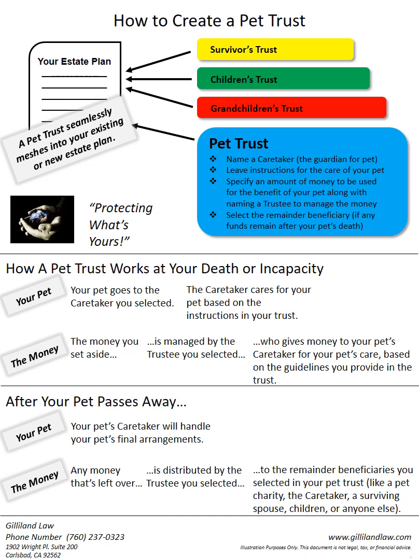So once again, we have your estate plan. And a pet trust seamlessly meshes into your existing or a new estate plan. It wouldn't interfere with the survivor's trust, the children's trust or a grandchildren's trust. So a pet trust would be a fourth type of trust that could be created within one trust instrument. Now you can say, well, whoa, why do I want to make this so complex?